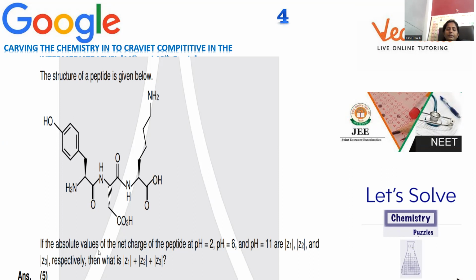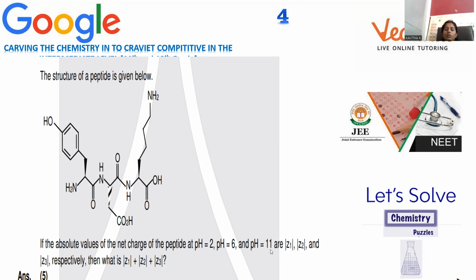In this peptide, find the absolute values of the net charge of the peptide at pH equal to 2, pH equal to 6, and pH equal to 11. So at pH 2, they are asking for the net charge. Net charge means the overall charge present on this peptide. If pH is equal to 2, what kind of condition can you notice? pH equal to 6 is near neutrality. At that condition, what will be the charge on this peptide?